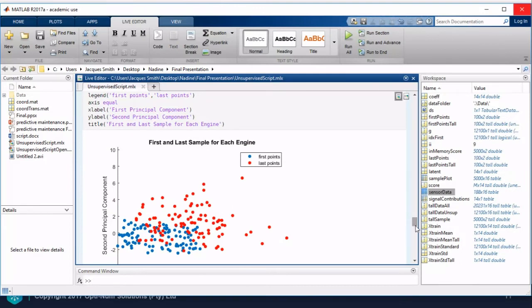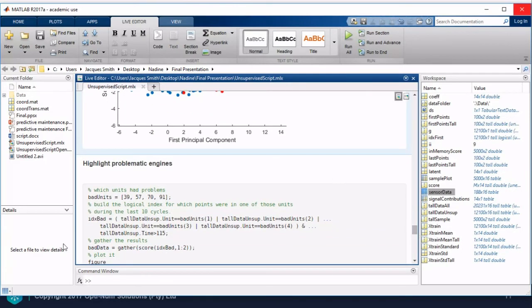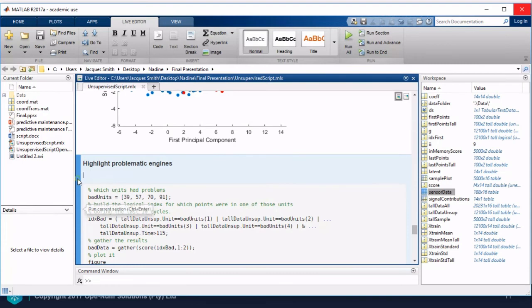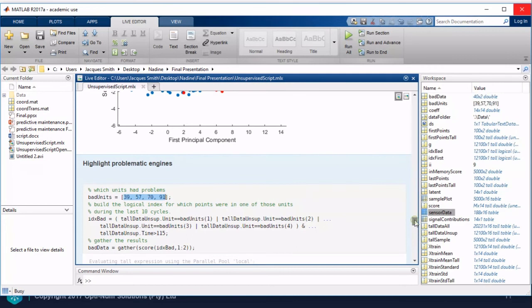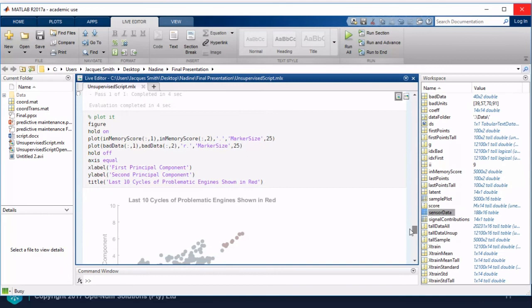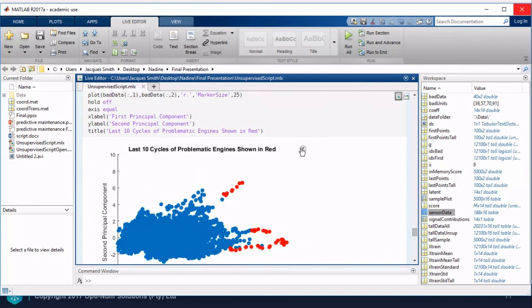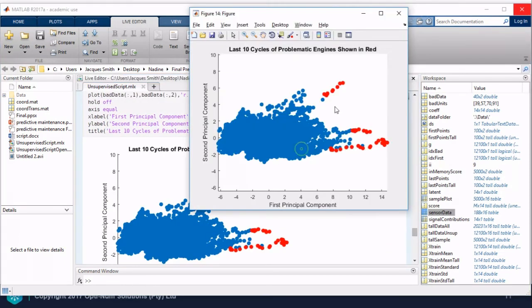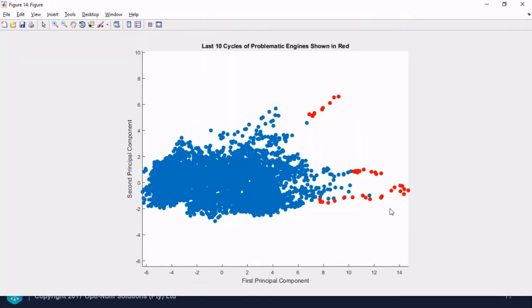To further investigate this, we'll consult our maintenance team. In this case, the maintenance team has identified that engine number 39, 57, 70, and 91 were giving problems at the time of maintenance. So we plot the last 20 data points for these 4 engines in red, and we'll see in which regions they lie. Now, this corresponds with the assumptions we made earlier on, seeing that all of the data points for the faulty engines lie on these outer regions, and none of them lie in the beginning.